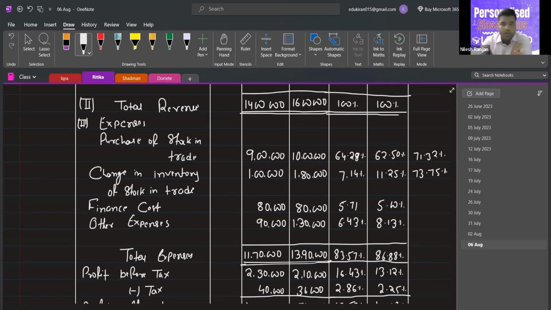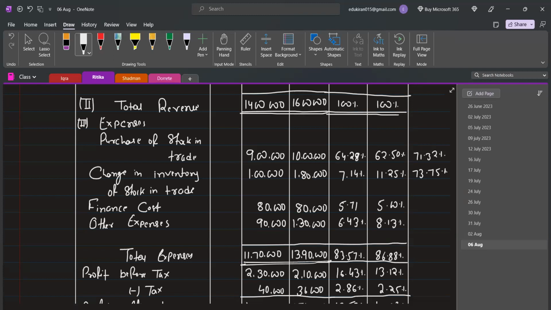Now, the reason behind the increase in cost of goods sold. Can you tell me why purchase of stock in trade value and change in inventory can be increased in 2 years in comparison with your sales? Sales could have reduced, so the remaining closing inventory would have been more.